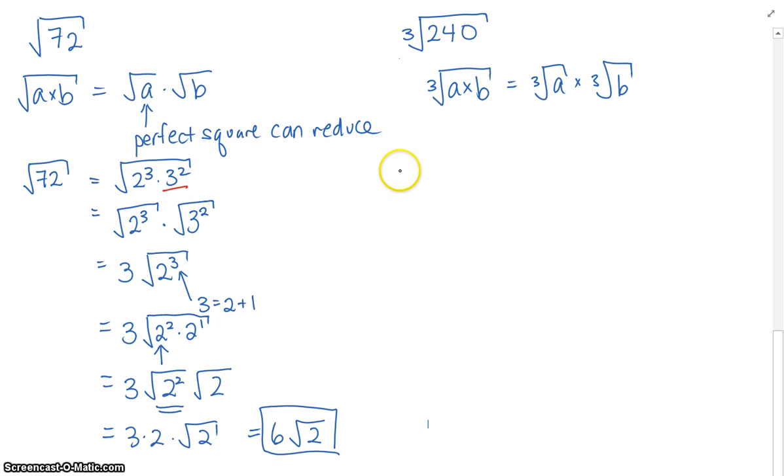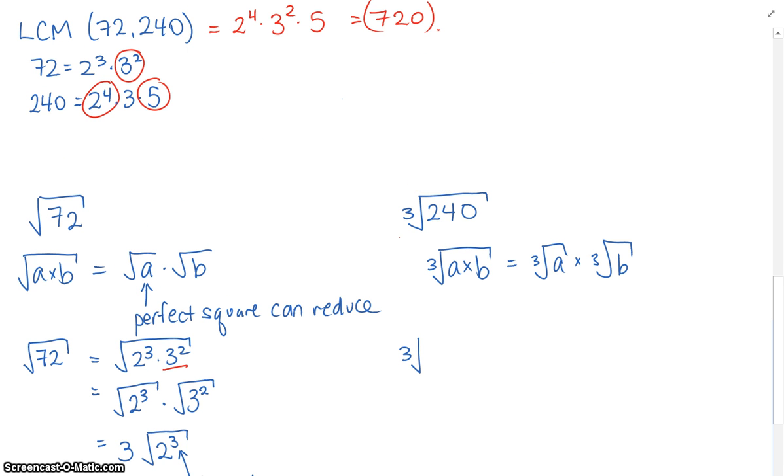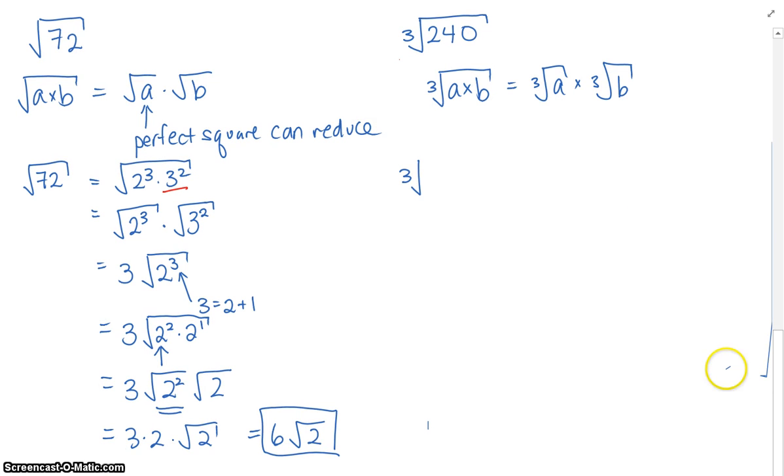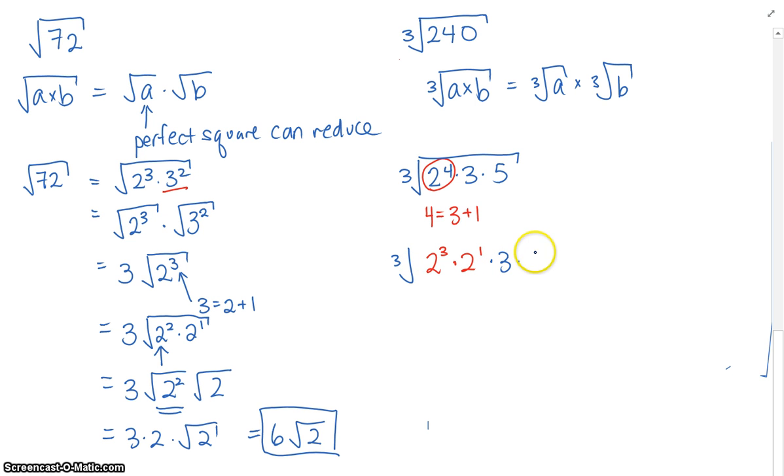If we consider the cube root example, again, if we use our prime factorization, we have 2 to the 4 times 3 times 5. This time we're looking for perfect cubes. Right now, we actually don't have a perfect cube that is obvious. But again, using the property on this, 4 is equal to 3 plus 1, so we can split it up into 2 to the 3 times 2 to the 1 times your 3 times your 5.